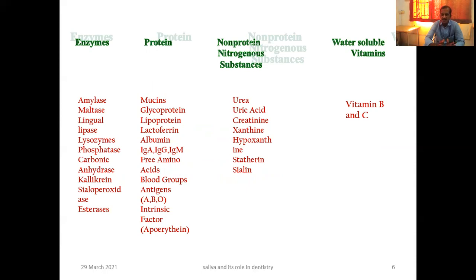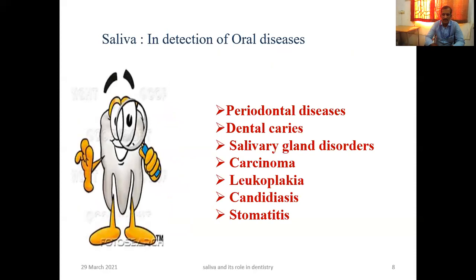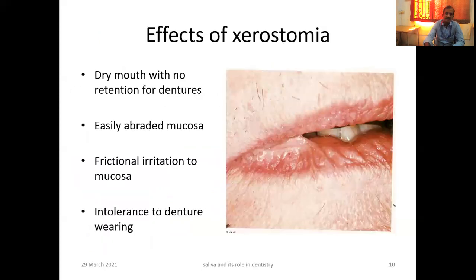Before winding up this session, I want to brush up again on the important aspects that a general practitioner, a clinician, is supposed to know about the importance of saliva and its role in dentistry. Prevention of dental caries and prevention of periodontal disease depend upon the normal flow of saliva. Then the effects of xerostomia, dry mouth.